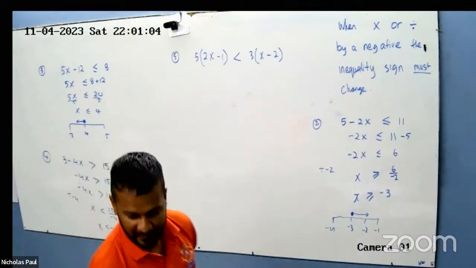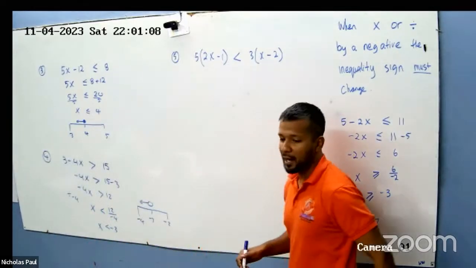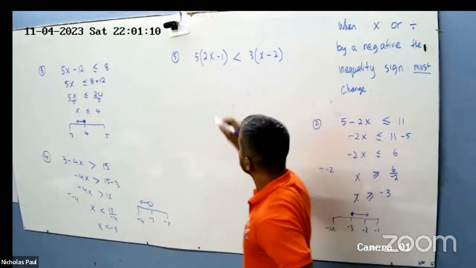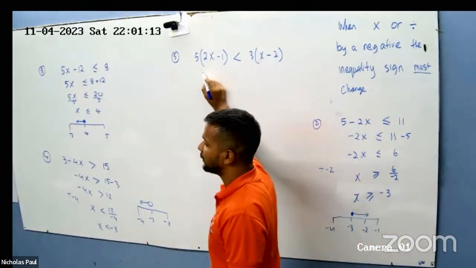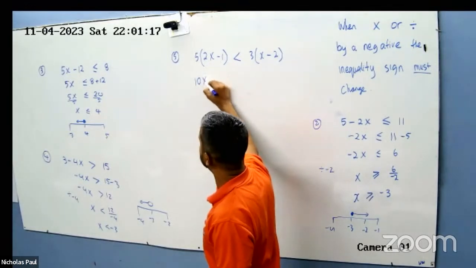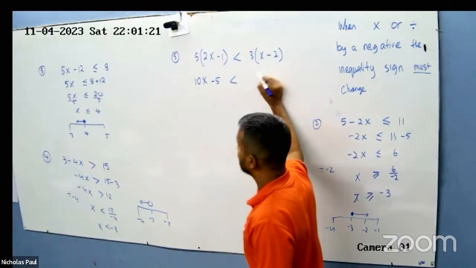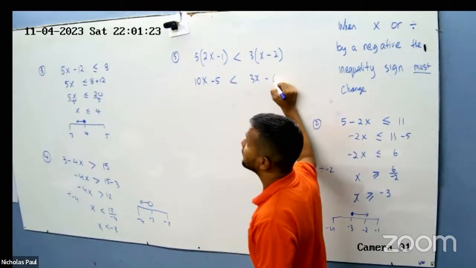Make sure I can understand that. Right, we done? Right, guys. First thing is expand it out, right? So that's 10x minus 5, 3x minus 6. Right?